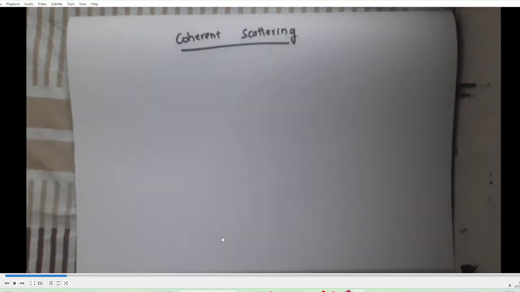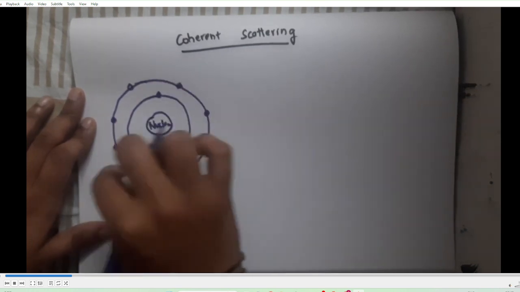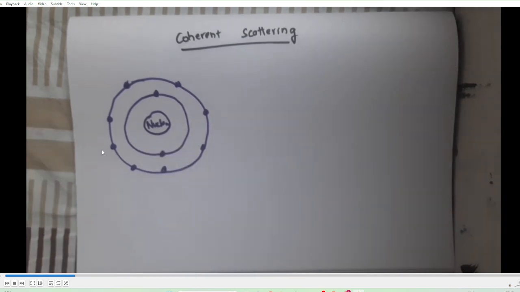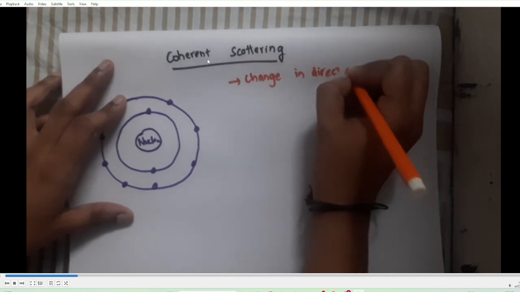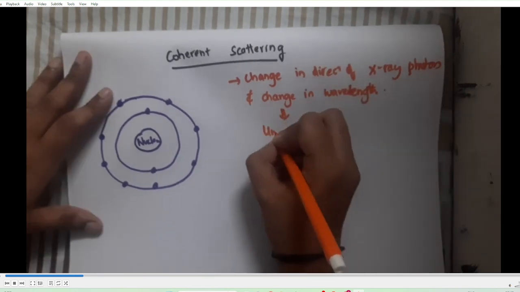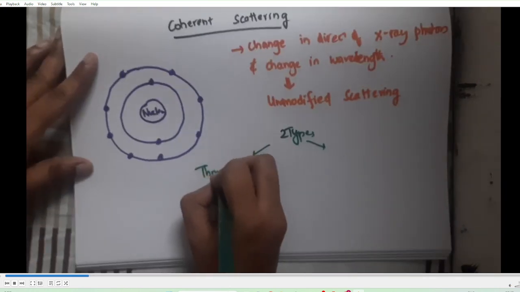The name coherent scattering is given to those interactions in which the radiation undergoes a change in direction without change in wavelength. So this coherent scattering is also called unmodified scattering. There are two types of coherent scattering, Thomson scattering and Rayleigh scattering. In Thomson scattering, a single electron is involved. In coherent scattering, there is a change in direction of the X-ray photon without change in wavelength.